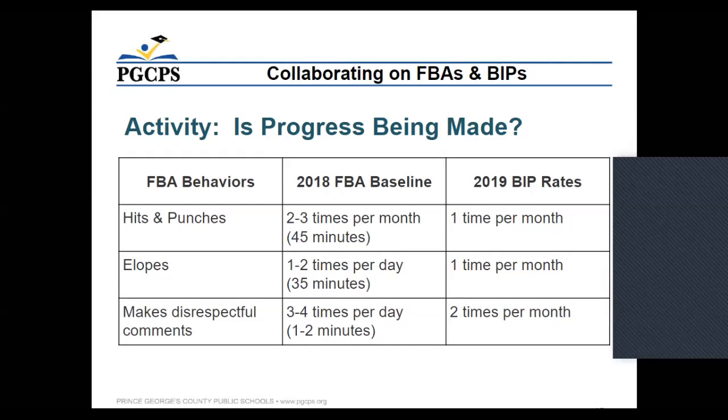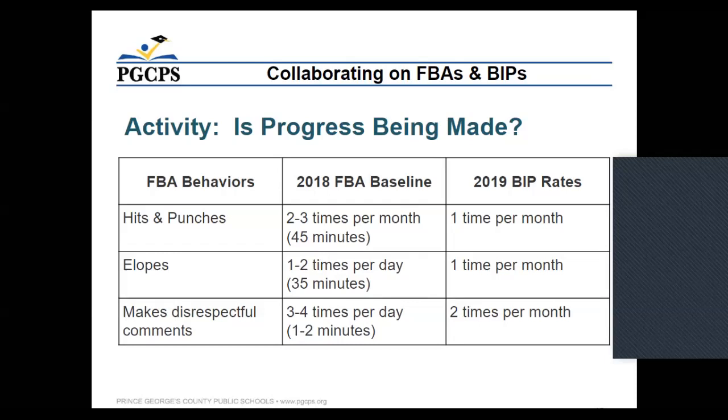So hopefully you've had a chance to look at the chart that's on the screen. If you're looking in the far left column, the behaviors that were identified for us to discuss and address in the behavior intervention plan: hits and punches was one behavior, so he was striking his peers. Another behavior was elopes. The child was leaving his assigned location. And then the third behavior was makes disrespectful comments, and that is according to the teachers, the staff members who were a part of this team originally.